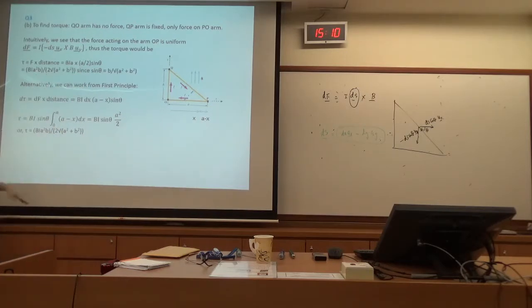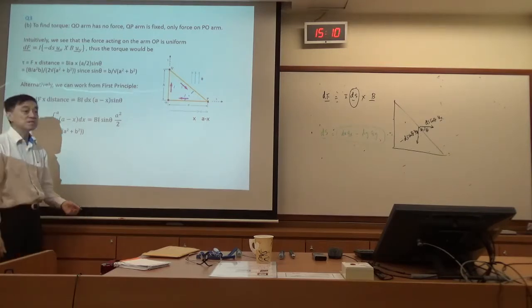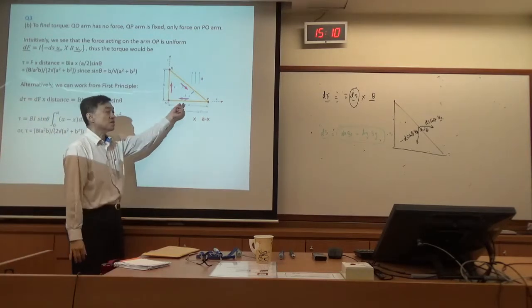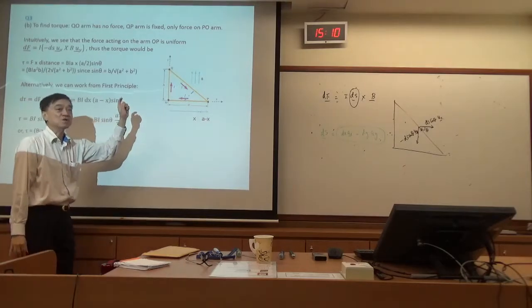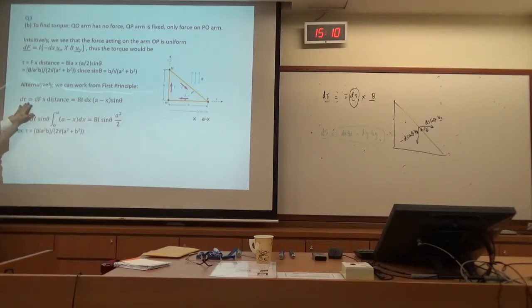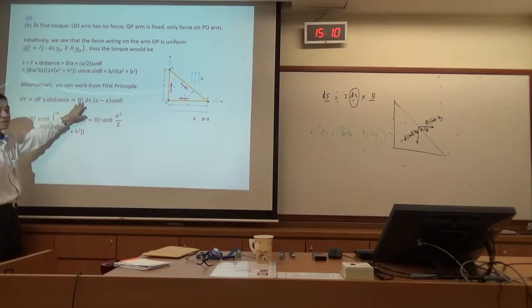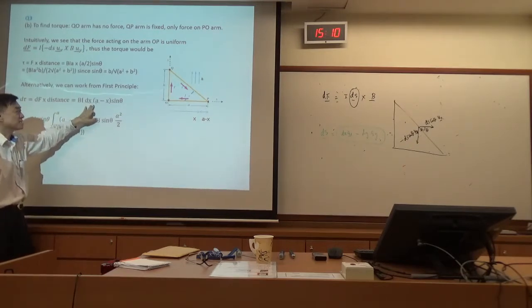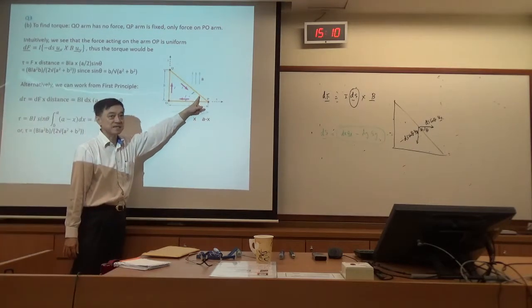So this is the torque. This is again mechanical. Or if I do it from the first figure, d torque, the small torque, is equal to small force times distance. Small torque equals small force times distance. So the small torque is going to be I dx times (A minus x) sine theta.